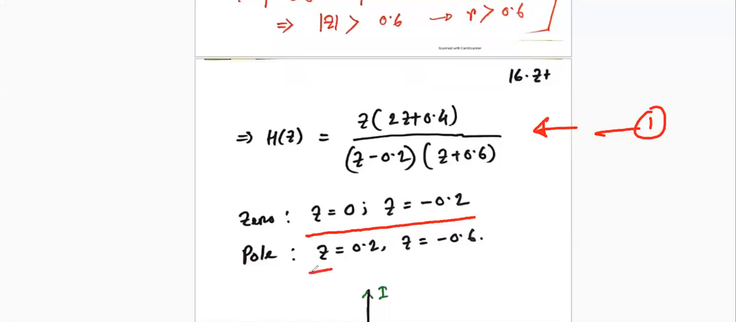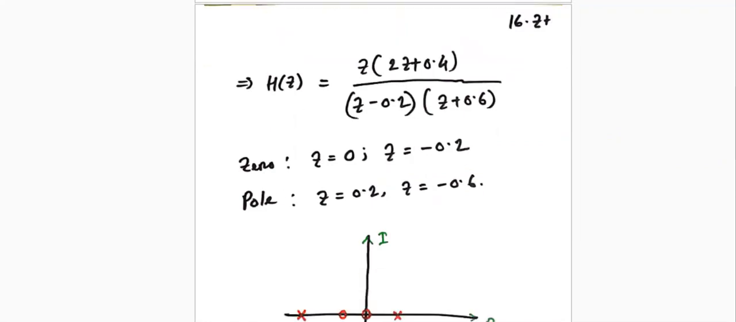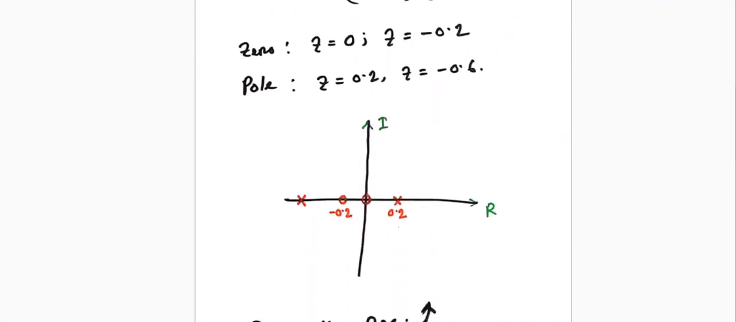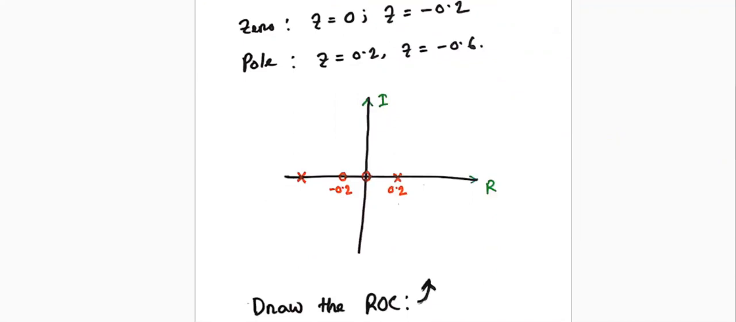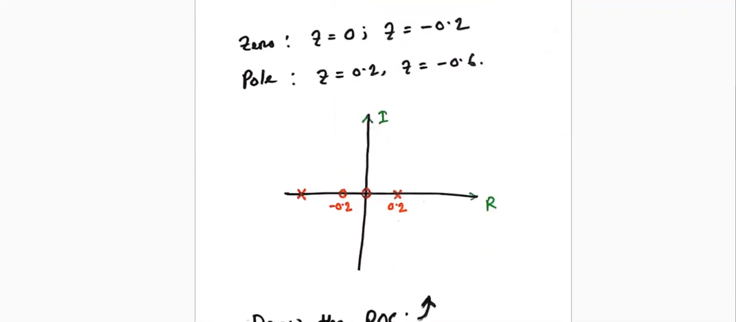Similarly, we can also find the pole at 0.2 and the pole at 0.6. This is just the pole and the zero location, and we can plot it in our z-plane. So consider here the poles and the zero locations. The zero at 0, here is that. The zero at minus 0.2, so this is the second one. And the pole at 0.2, and the pole at minus 0.6, so 0.6.